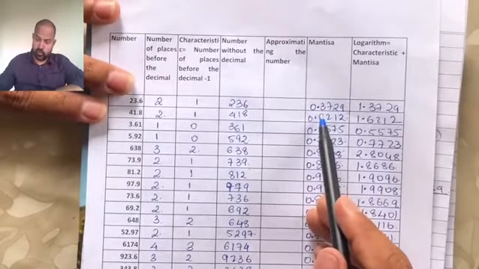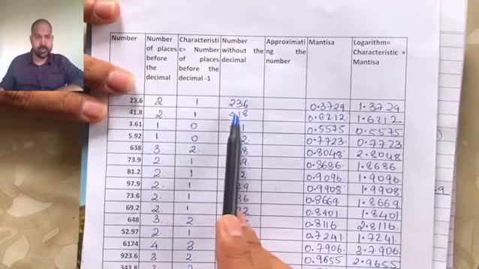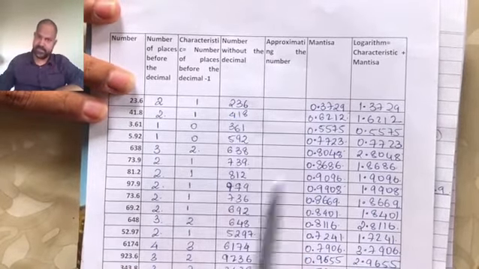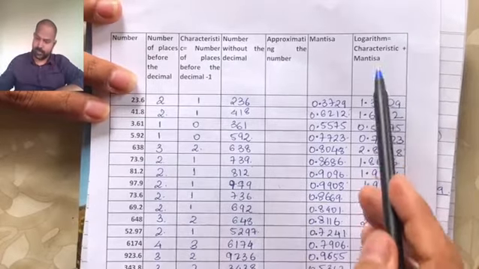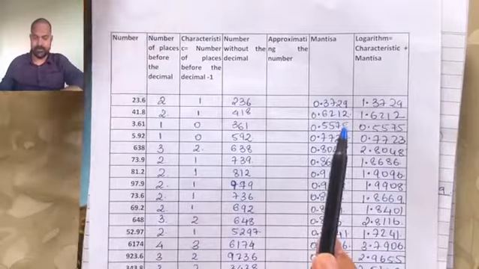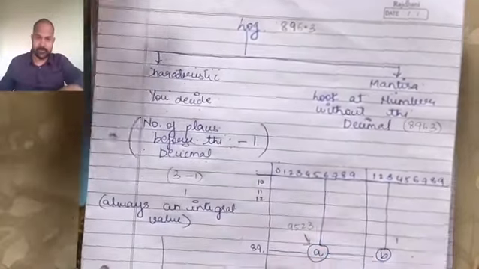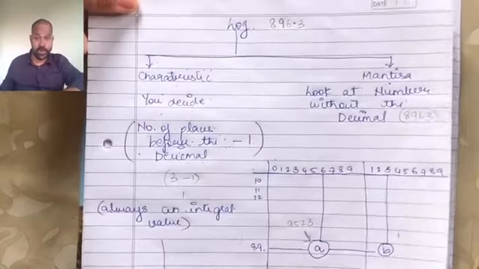Mantissa, you look for the table. First two digits in the first column, next in the next, and then the mean difference column. And this is the log, which is characteristic plus the mantissa. And this is what we got. Correct?